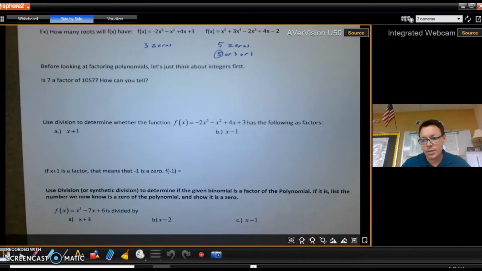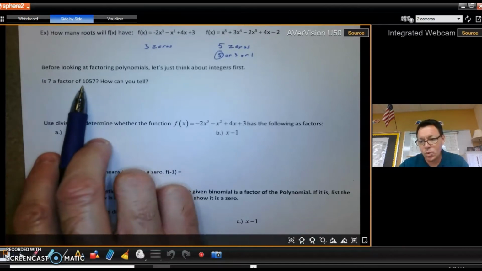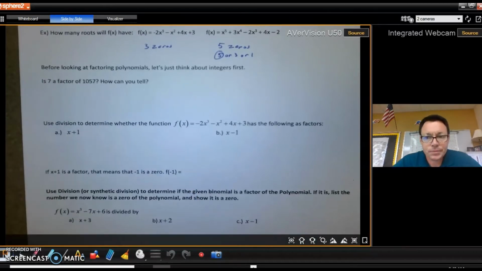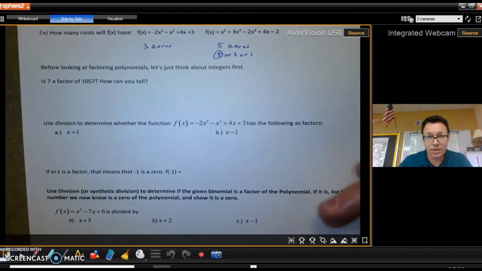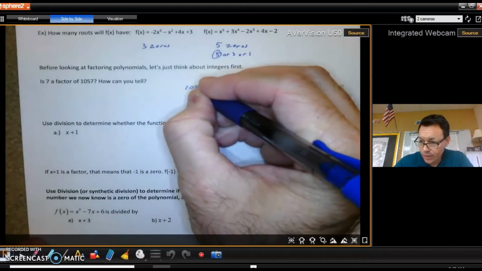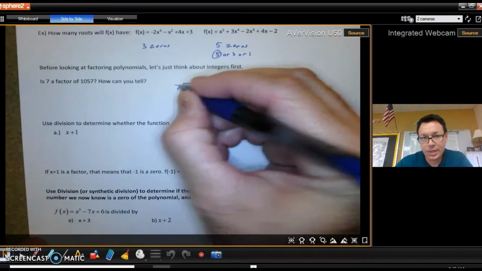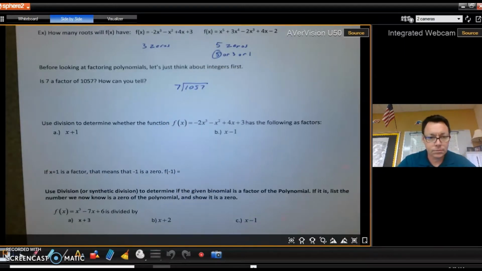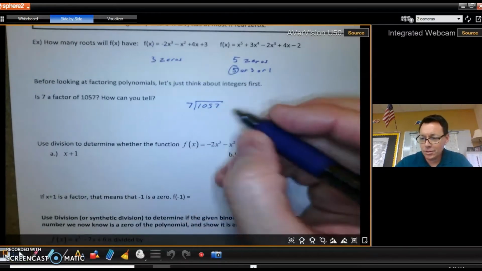Here's my question. Is the number 7 a factor of 1057? Is 7 a factor of that? Well, how could you tell? How would you know? Well, you could divide. You could just literally take 1057 and divide it by 7. Now I'm going to do it the long way, and there's a reason for this. So don't just plug this in your calculator. Do it the way I'm doing it.